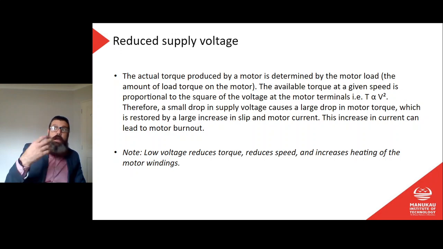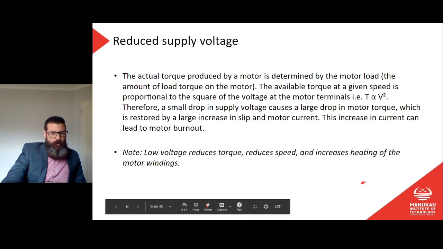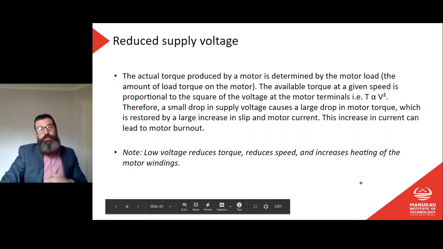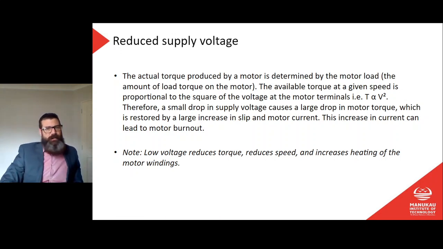So if we're driving the motor, if we're asking it to produce more torque than it can, then the current will increase to compensate for that. So there it is. If we reduce the voltage, then our torque will reduce. Therefore, our current is going to increase to try and keep up with the torque asked of it by the load. So if we reduce our voltage, we're going to increase our current greatly. So we don't want to run our motors with a reduced voltage supply.